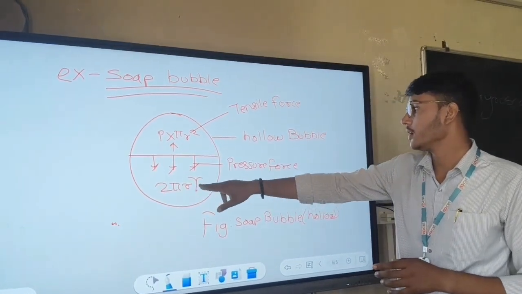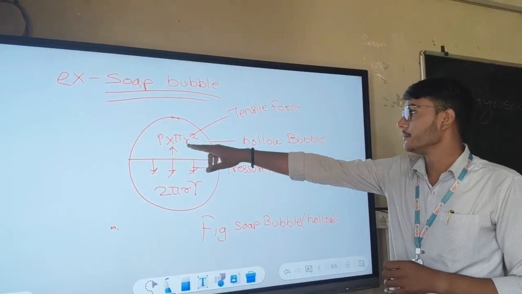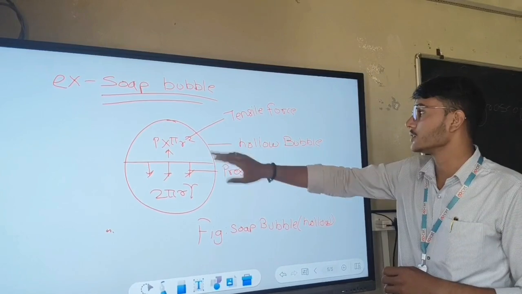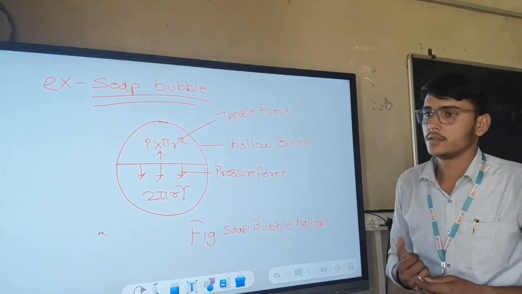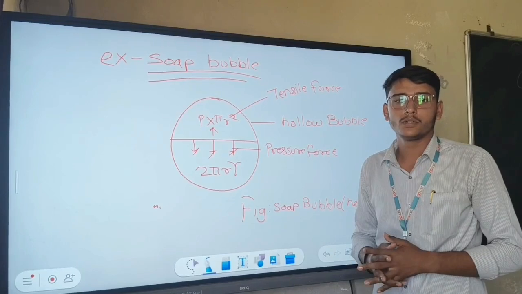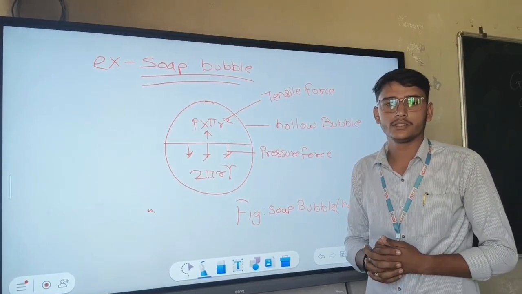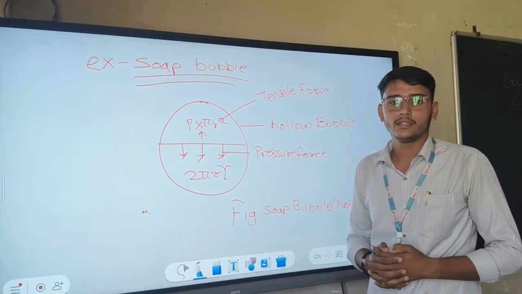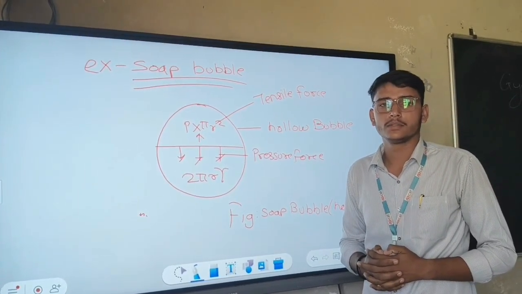It is 2 pi r lambda, and it is P into R square. The top half of the bubble is forced upward by the internal gauge pressure and held down by the tension along the circumference.